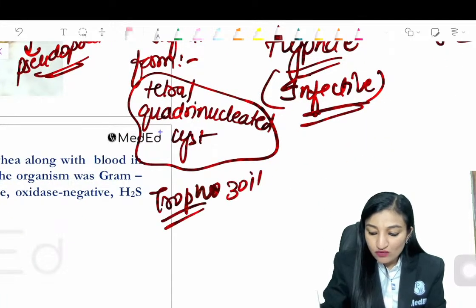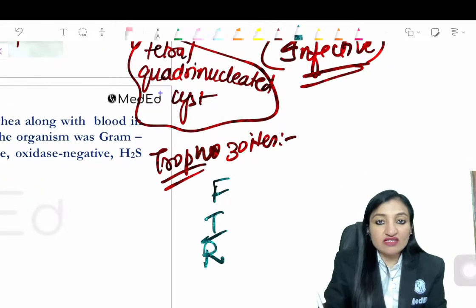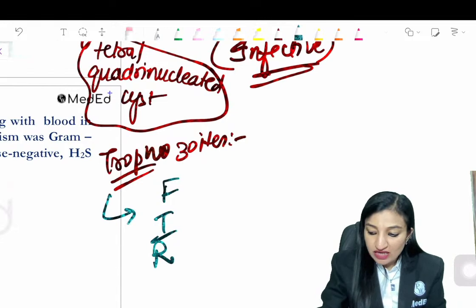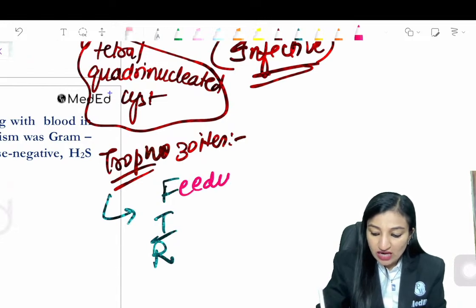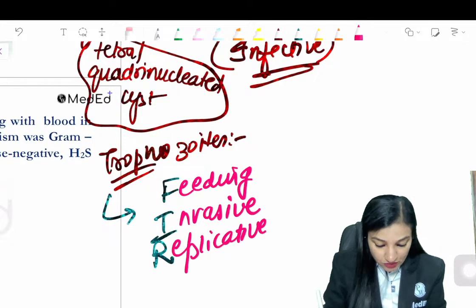And the trophozoites, as I mentioned yesterday, tropho means feeding. Remember FIR, not first investigation report: trophozoites are the feeding forms, they are the invasive forms, and they are the replicative forms.